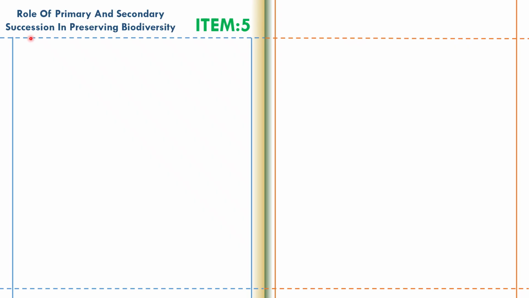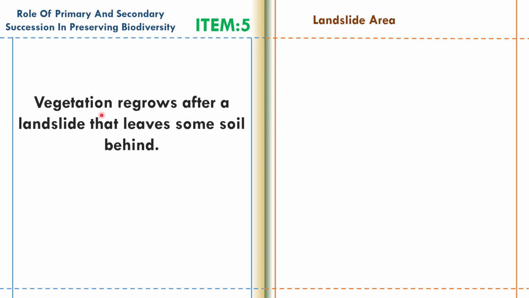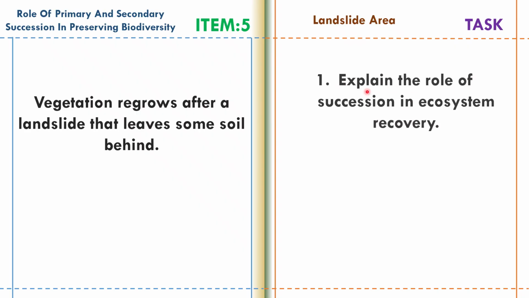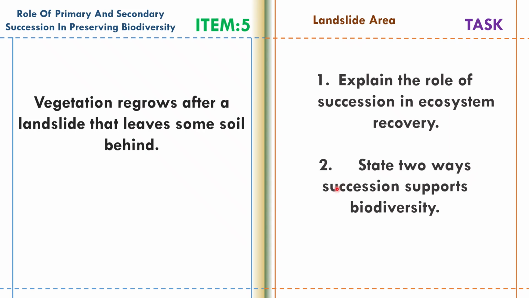Role of primary and secondary succession in preserving biodiversity, item 5. Landslide area. Vegetation regrows after a landslide that leaves soil behind. Task. Explain the role of succession in ecosystem recovery. State 2 ways succession supports biodiversity.